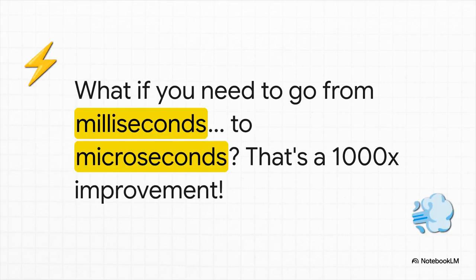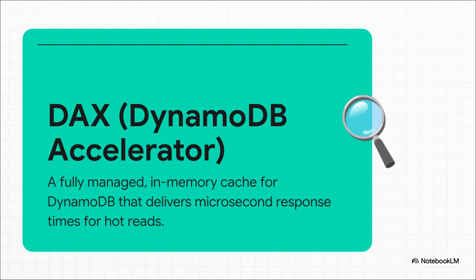Okay, single-digit milliseconds is already ridiculously fast. But what if your application's success hinges on going even faster? What if you need to measure your response time not in thousandths of a second, but in millionths of a second? We're talking microseconds. For that, there's DAX, the DynamoDB Accelerator.